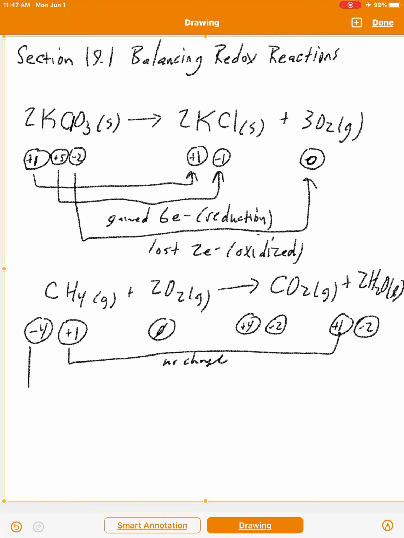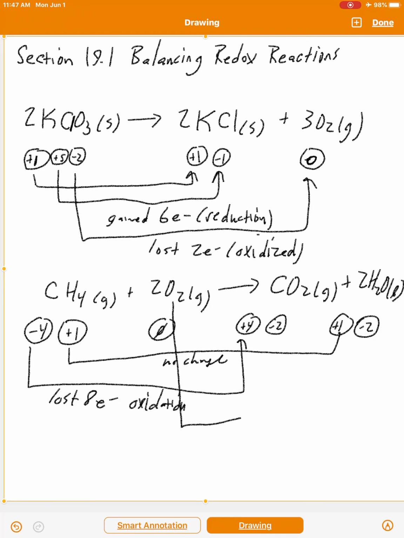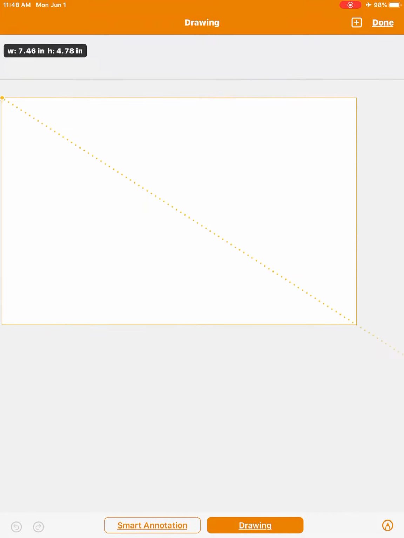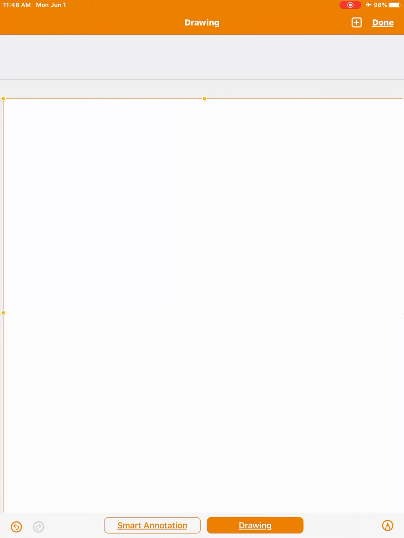But the carbon went from -4 to +4. Lost 8 electrons. Wow, that's oxidation. Whereas the oxygen, not much room here, oxygen went from 0 to -2. That's a gain of electrons. And so that's reduction. Okay, so that's a review of oxidation numbers as a way to analyze redox reactions.